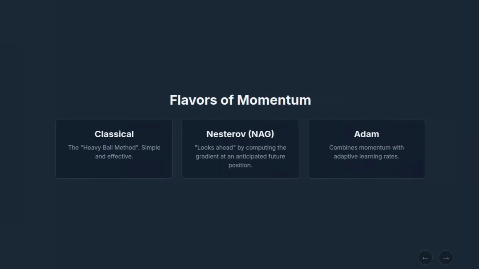Then we have Adam, adaptive moment estimation. This combines momentum with adaptive learning rates for each parameter individually. And RMSprop, which adapts learning rates based on recent gradient magnitudes. Each has its strengths: classical momentum for simplicity, NAG for speed, Adam for adaptive learning rates.